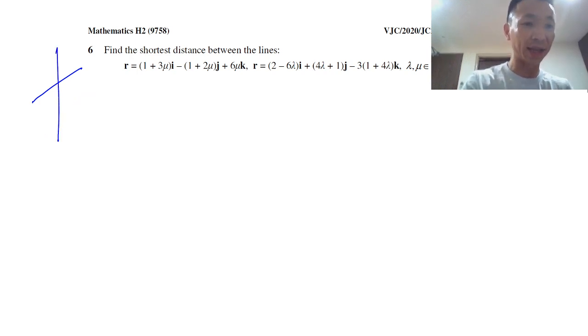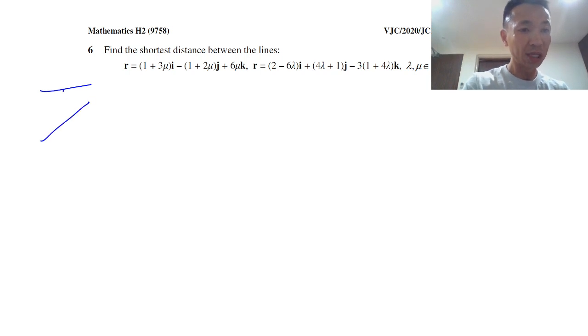One, they intersect. If they intersect, then there is no distance to talk about. Then they wouldn't ask you, actually. Quite dumb. Or the shortest distance between two skew lines. Okay? The shortest distance between two skew lines. Maybe the lines are skewed, there is a shortest distance.